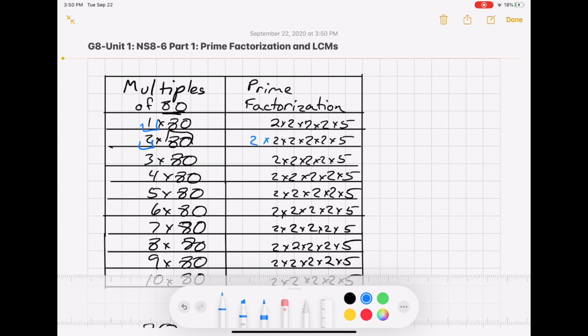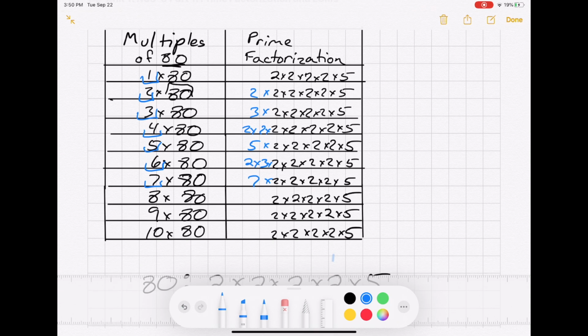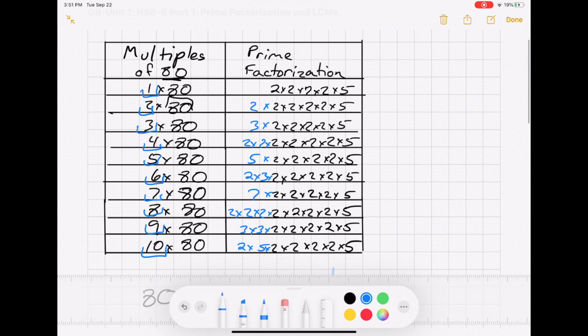Okay, so I have to put the 3 in there. The 4 would be 2 times 2, the 5, the 6, so 2 times 3, a 7, 8 would be 2 times 2 times 2, a 9 would be 3 times 3, and then 10 would be 2 times 5.